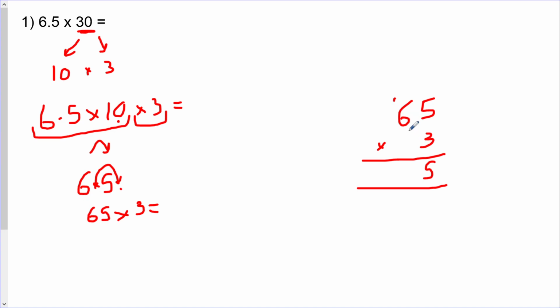And then we have 3 multiplied by 6 to give us 18, and adding the 1 to give us 19. And the final step is to rewrite our answer in the correct place.